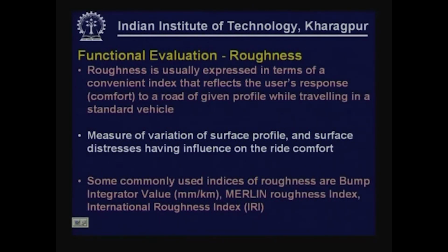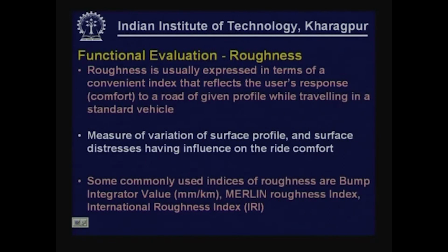Another parameter that is most commonly used to evaluate the functional performance is the roughness, how rough the road is. Roughness is usually expressed in terms of a convenient index. In fact, various types of indices are used to express roughness.